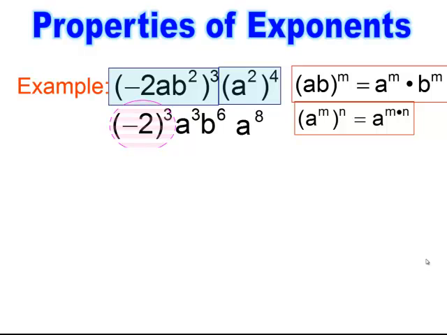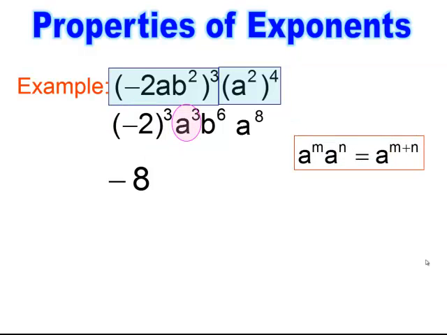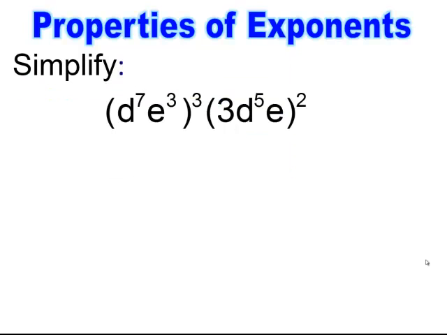Now we have the multiplication property. So I'm going to simplify the negative 2 to the third power, which gives me negative 8. But then that multiplication property, when you have like bases being multiplied together, you add their exponents. So I'm going to end up getting a to the 11th here, and then I'm just going to bring down the last piece, b to the 6th. So this is simplified. So be careful in the order in which you do your properties. Pause and try.